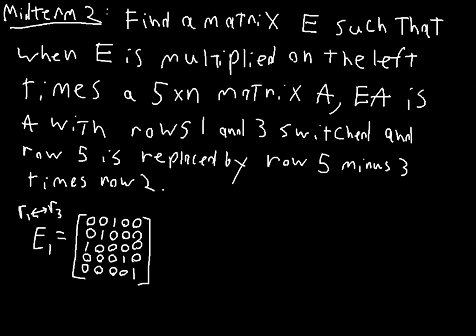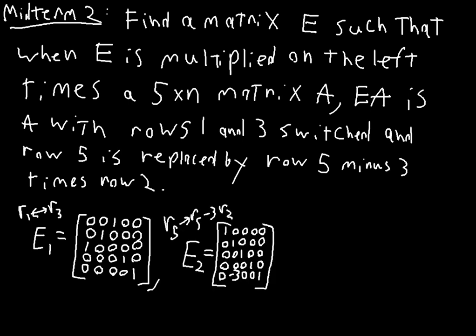Now let's go ahead and get our second elementary row operation here. This one corresponds to replacing row 5 by row 5 minus 3 times row 2. And to get it, we just have to do that row operation to the 5 by 5 identity matrix.